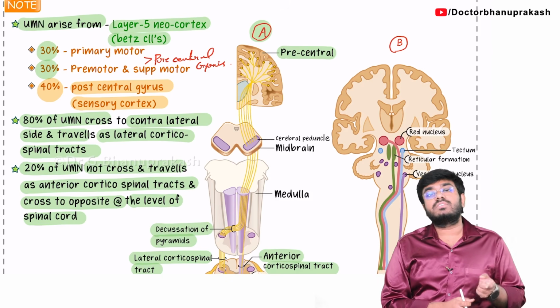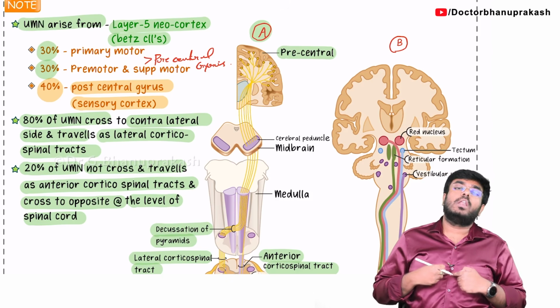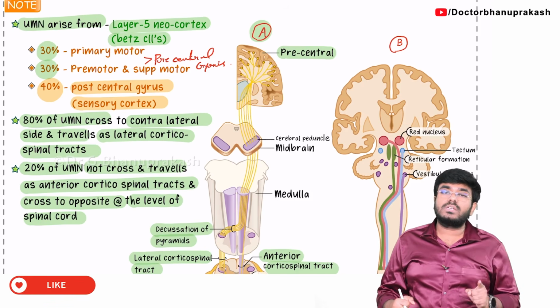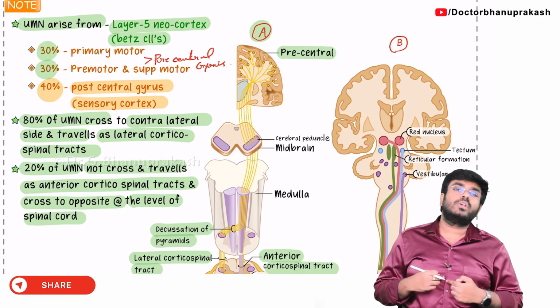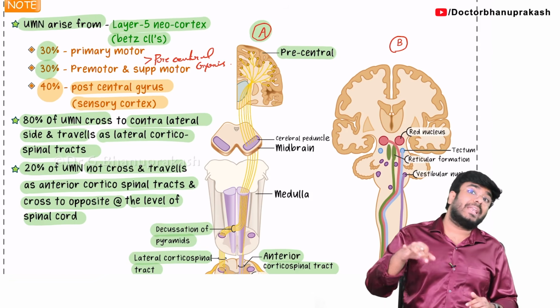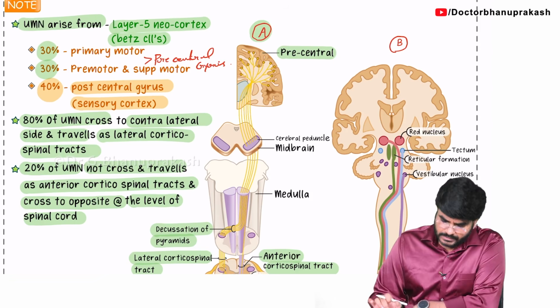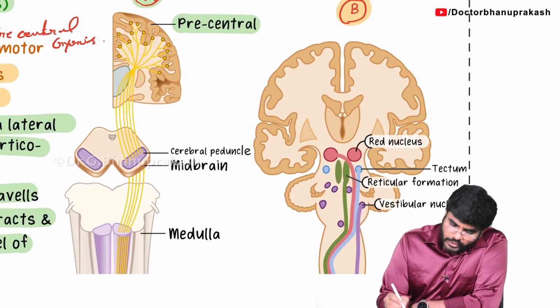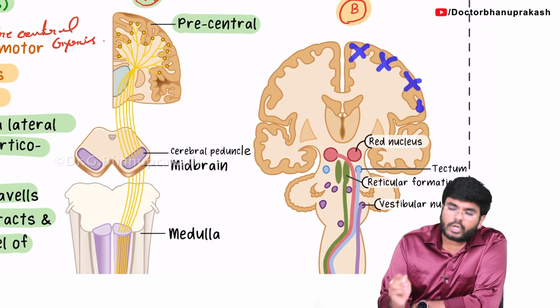It is upper motor neurons which will control the lower motor neuron. Lower motor neurons control the contraction of the skeletal muscles. Upper motor neurons arise from the cortex here, and the lower motor neurons are arising from the ventral horns of the spinal cord. Next, look at the B. What we are seeing here, we are not talking anything about the cortex. Now, we will not talk about the cortex.